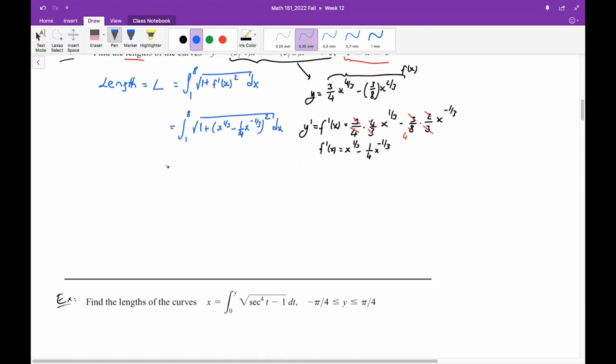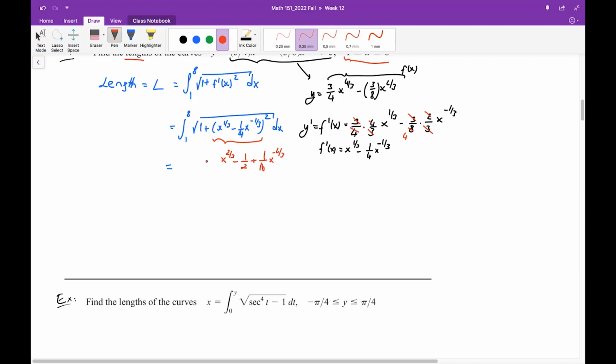Let's try to compute this integral now. Okay, what is this square? Let's first compute it. I will just compute the square expression, okay? So this is x to the power 2/3 minus 1/2, just 1/2 because you are multiplying this with this and then by 2 so that you obtain minus 1/2, and then plus 1/16 x to the power minus 2/3.